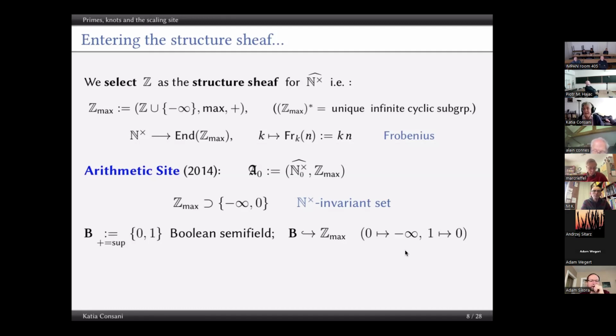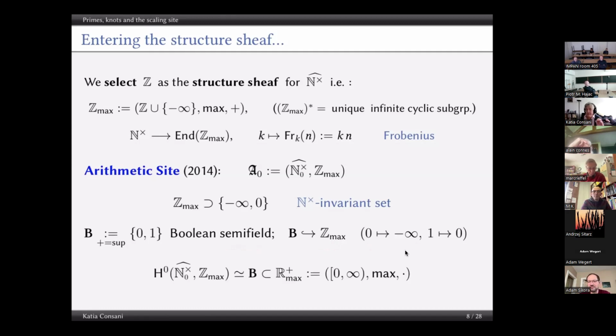So the Boolean is the smallest semifield of characteristic one. We say characteristic one in the case of 1 + 1 = 1, or the idempotent case. So B, this Boolean semifield, embeds in Zmax, and the way we like to embed is by sending 0 to minus infinity and 1 to 0.